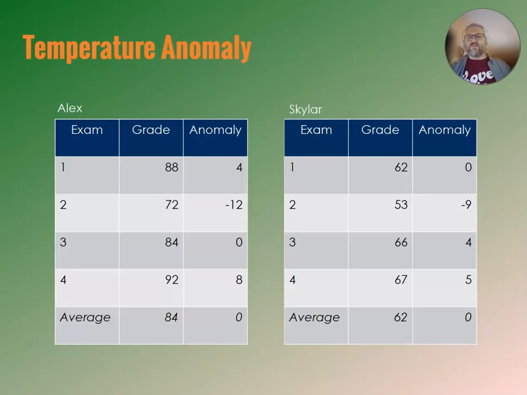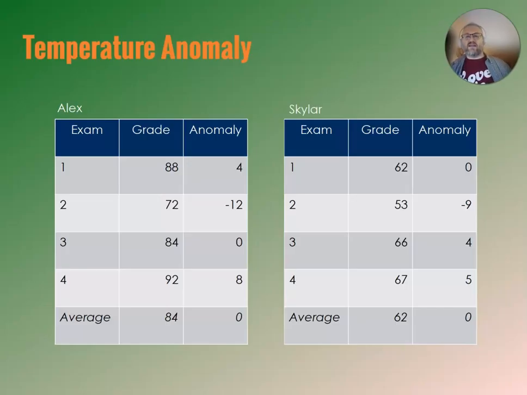So positive 4-point anomaly on exam 1, whereas Skylar got a 62 for exam 1, which is the same as their overall average, so their anomaly is 0. Exam 2, Alex only got a 72, so that's 12 points below their average, so that's a negative 12-point anomaly. And Skylar scored a 53, which is 9 points below their average, so an anomaly of negative 9.